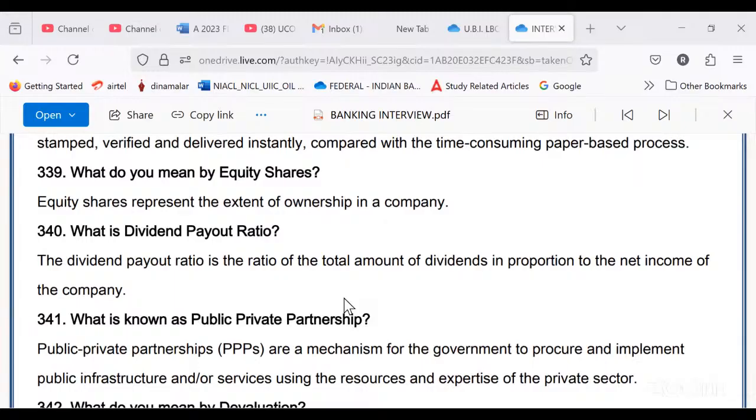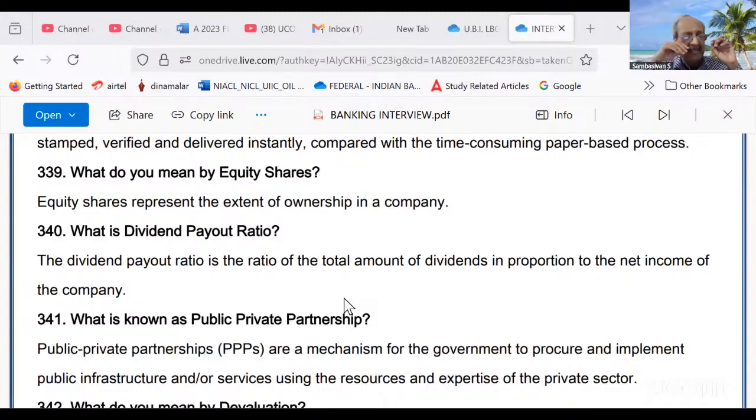Equity shares represent the extent of ownership in a company. See, actually, in the case of limited companies, they have one concept known as authorized capital. The registrar of joint stock company permits them to raise capital up to some limit that they are asking. Second, the majority shares are issued in the form of ordinary shares or equity shares. That is one. And apart from this, there is one more capital known as preference shares.